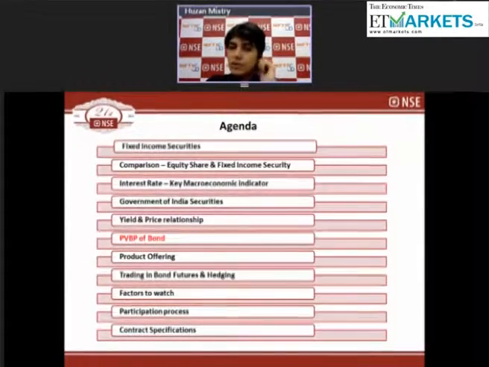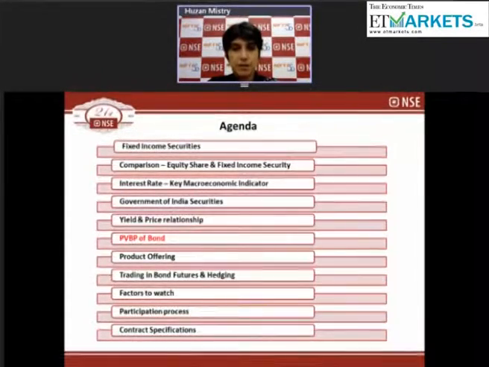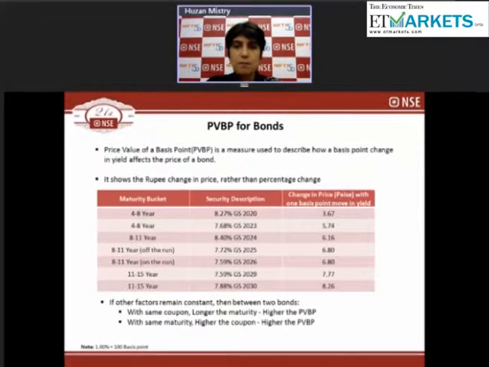Returns on bonds are also looked at from the point of view of what is called PVBP, or price value of a basis point. It's a measure to describe how a move of 1 basis point in yield terms affects the price of a bond. So for example, I've briefly put down here the bond futures that are available today to give you a sense of the PVBP for each of those bonds. Our existing product offering is available in 3 buckets: a maturity bucket of 4 to 8 years, 8 to 11 years, and 11 to 15 years. We have basically 2 securities in the first bucket, 3 in the second, and again 2 in the third.